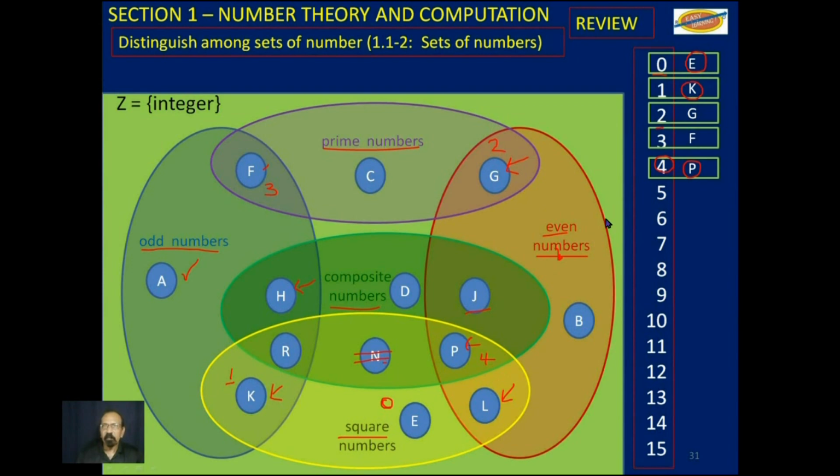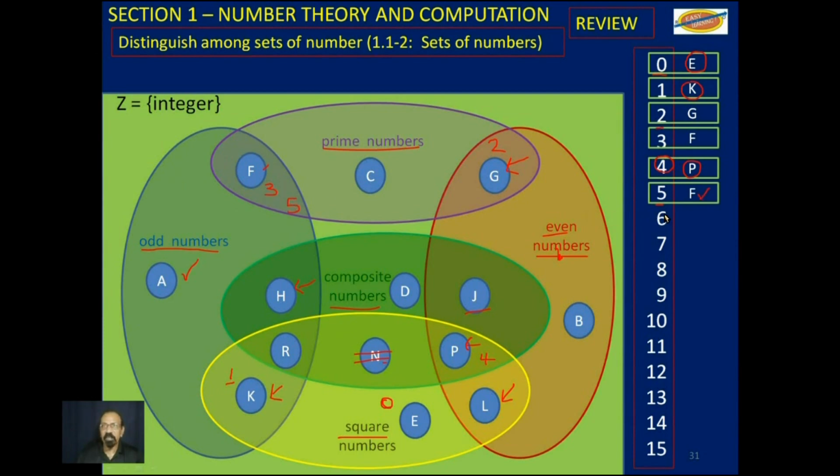5, well, we know 5 is odd. We also know it's prime. We know it's not composite and it's not square. Therefore, 5 goes at F. 5 goes here.